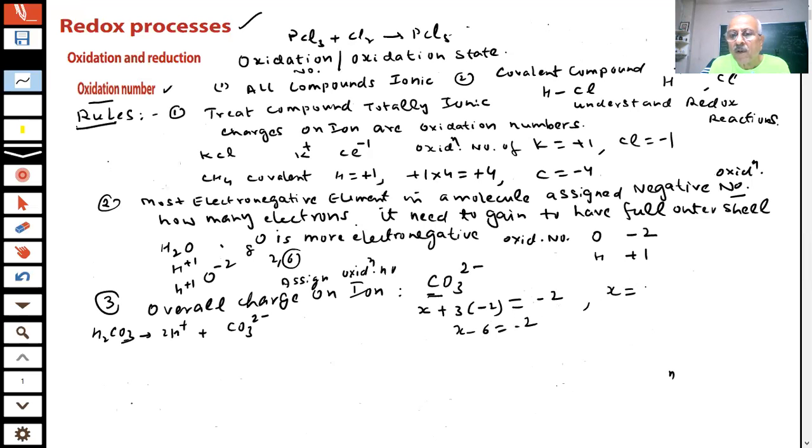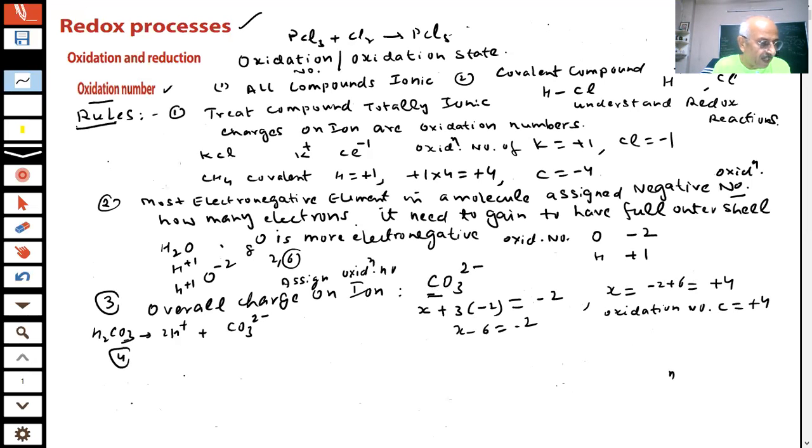Then minus 2 divided by minus 6. Sorry, oh wait, sorry, it was plus 4. The carbon oxidation number here is how much then? This is the oxidation number of carbon. What is x? X is the oxidation number of carbon, student. What is the oxidation number of carbon here? Plus 4. So we have to work out the oxidation numbers by the rules which we are saying.